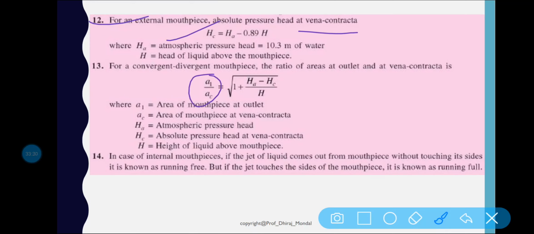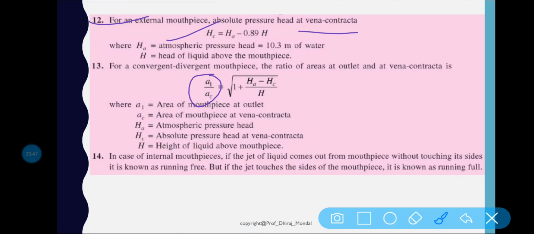In the case of a convergent-divergent mouthpiece, the ratio of area at the outlet and at the vena contracta is root over 1 plus (Ha minus Hc) by H.